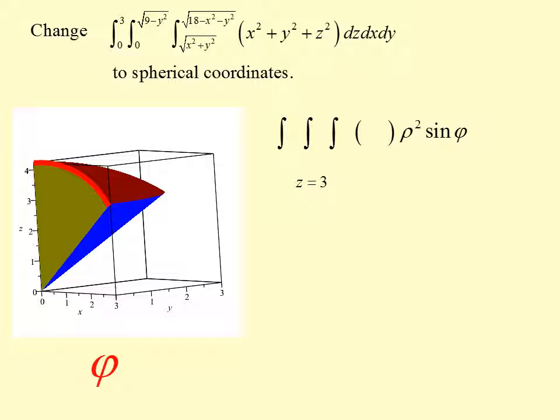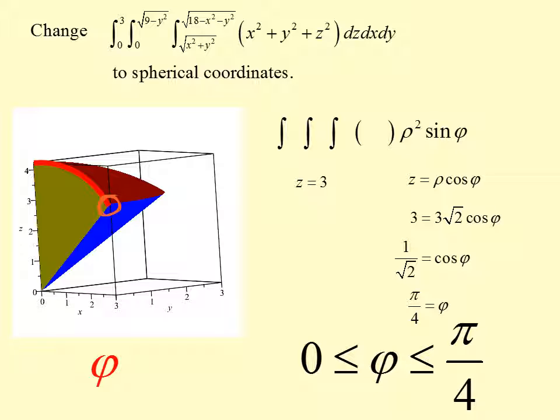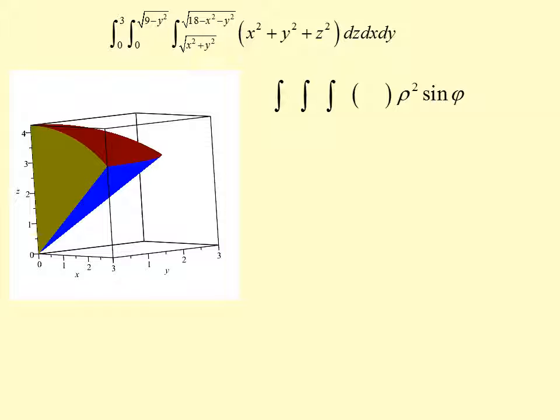Now for z equals 3, we will take the conversion formula, z equals rho cosine phi. We will use the 3 for z and the 3 root 2, which we found earlier, for rho, and we'll solve for the phi. And so we find out that the phi for this is pi over 4. So there's our limits on the phi. So putting those into the integral, we would have the rho going from 0 to 3 root 2. We'd have the theta going from 0 to pi over 2, first quadrant. And then we'd have phi going from 0 to pi over 4.